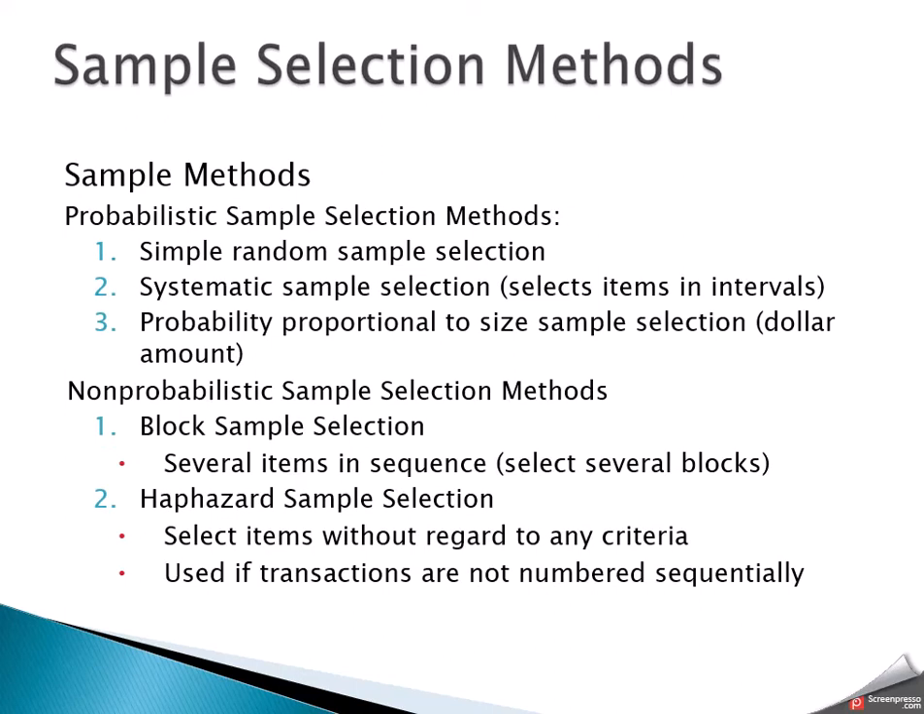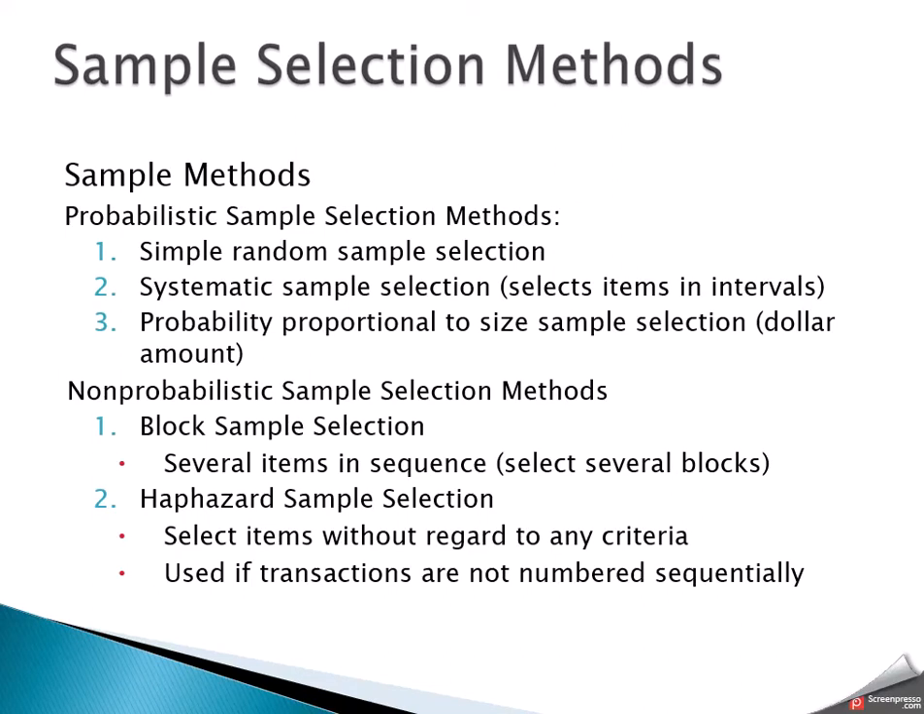So again, the different methods. We've got simple random sample selection, where every item has an equal chance of being selected. Then there's systematic sample selection, which selects items at intervals, like every 1,000th transaction that you pick and pull. Then probability proportional to size, which is what I said: you pick all of the sales transactions that are over $10,000, and then you run a random sample of those. Those are probabilistic sample selection methods.